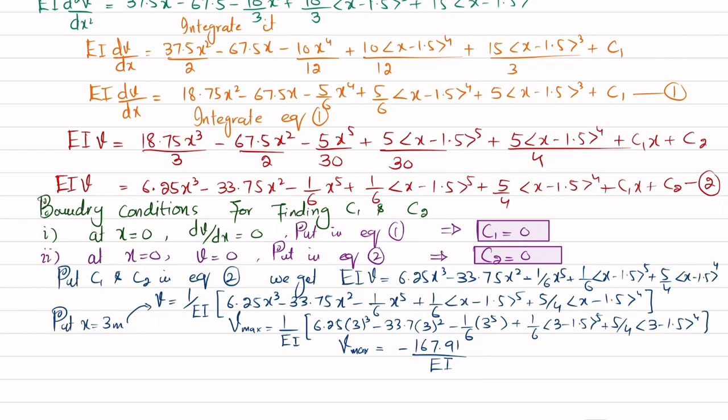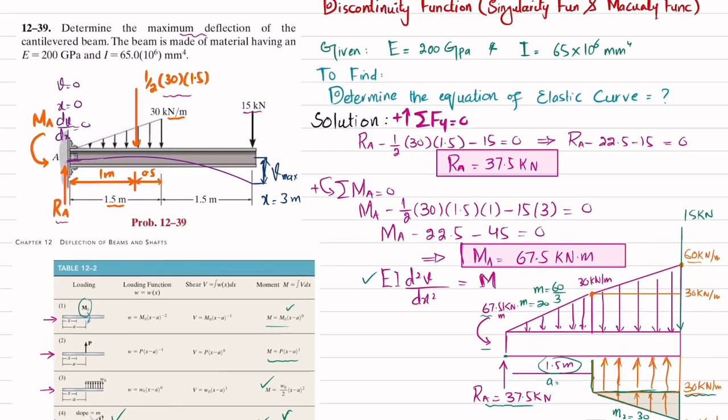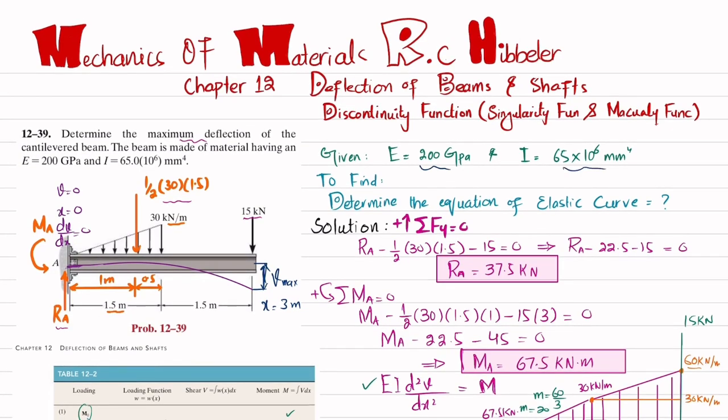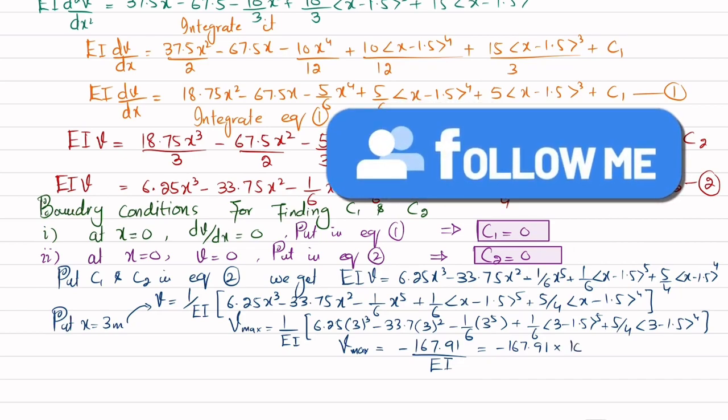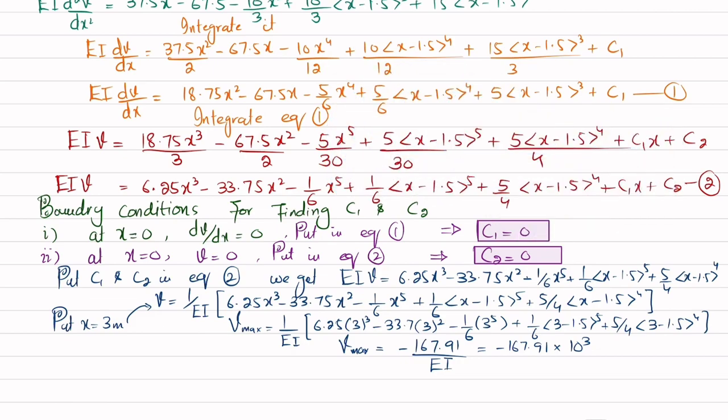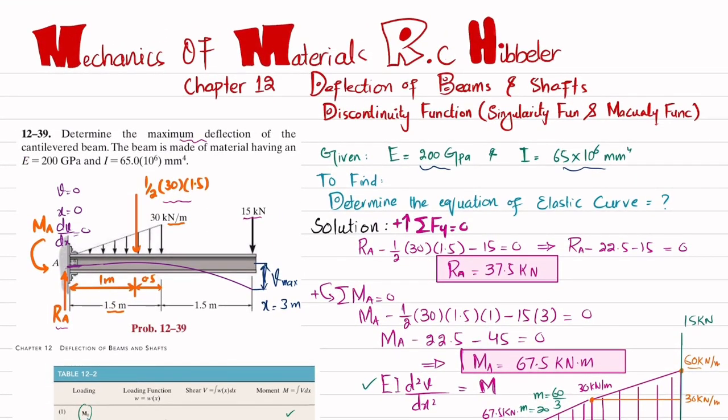Okay. So now you have the value of E and I as well, that is given 200 gigapascal and I 65 into 10 raised to the power 6. So put it: minus 167.91. The unit will be in kilonewton, so I will multiply by 10 raised to the power 3 because all the loads were in kilonewton. Okay. So divide by E, which is 200 gigapascal, 200 into 10 raised to the power 9. And I is 65 into 10 raised to the power 6.